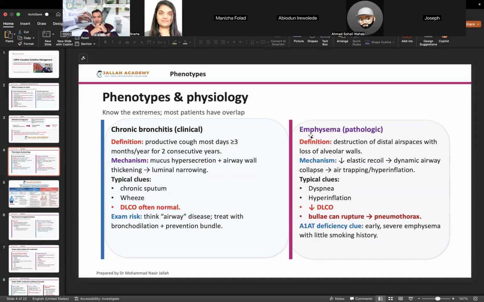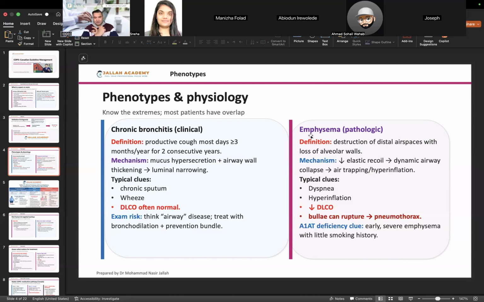Now, emphysema. It is destruction. That's why the DLCO goes down. It is destruction of distal air space with a loss of alveolar wall. So the mechanism: elastic recoil goes down, dynamic airway collapses, and air trapping. That's why when air trapping happens, hyperinflation happens and the barrel chest. So the typical clue, again, they will give you a clinical picture of somebody who has COPD with dyspnea, hyperinflation, and DLCO is low. And usually they will complicate it with pneumothorax.